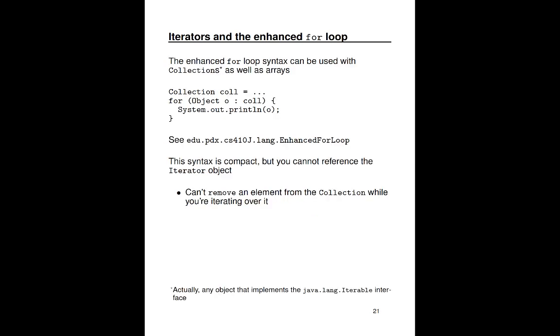The for loop in Java has the format that we've all come to expect from a C-based language. So, for int i equals 0, while i is less than the size of the thing we're iterating over, i++. That format is definitely supported. The for loop also has what's called an enhanced syntax that can be used to iterate over arrays and collections.